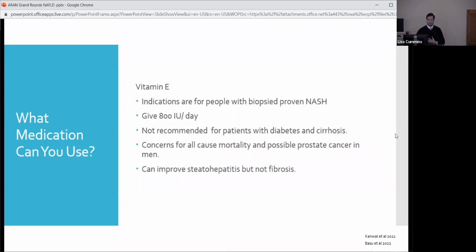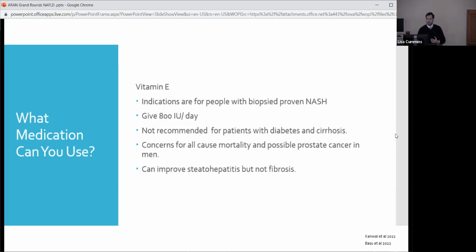There was some concern about the safety of vitamin E. You're supposed to be dosing it at 800 international units a day. You can go up to 1,000, but the higher you get, the higher these risk factors were. And so people were nervous about giving vitamin E for males because there's this association with prostate cancer. There's also association of higher stroke and all-cause mortality.